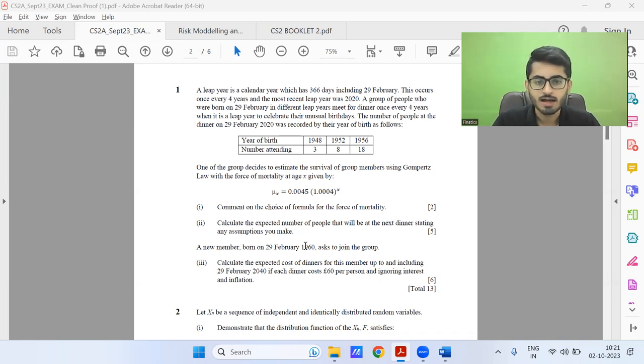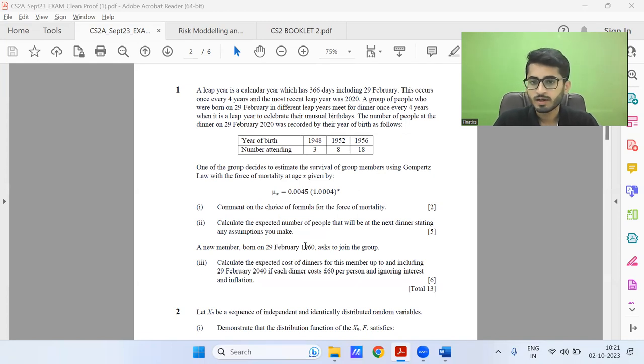So today's session has primarily been conducted to talk on CS2 paper A, which had come in the IFoA September 2023 session. Just like the past three attempts, I would say students in this session as well did find difficulty in paper A. Some of you did find difficulty in paper B as well. So the purpose of this session is to go through each of the questions of CS2 paper A.